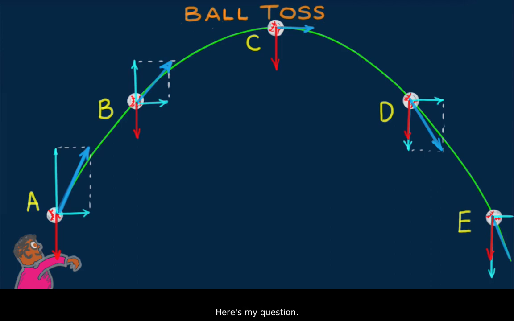Here's my question. What would an acceleration vector look like at the top of the path at point C? What would be the acceleration of the ball at this highest point?